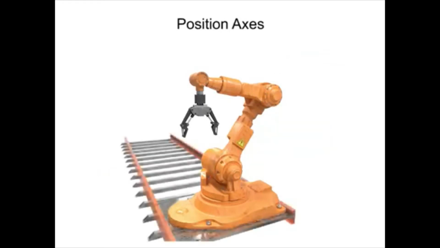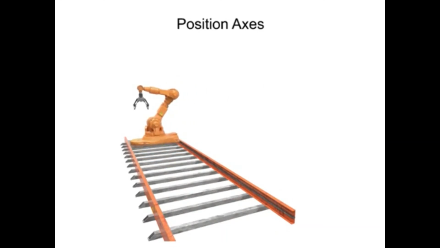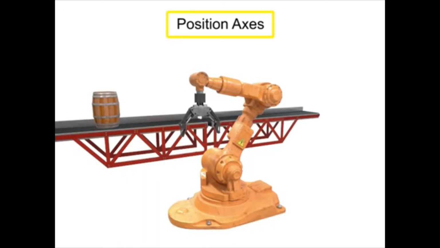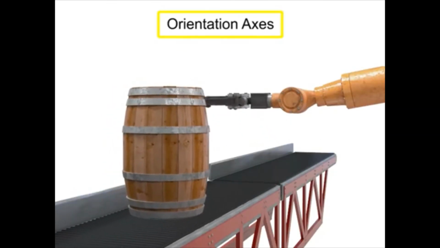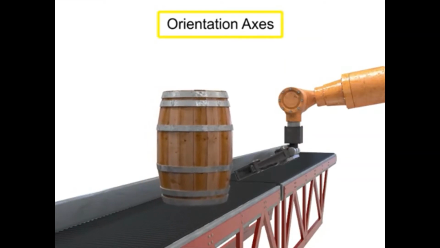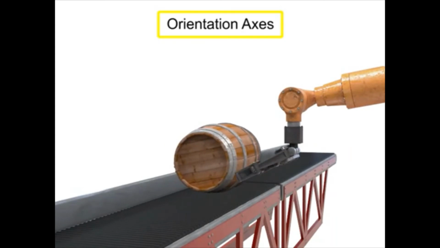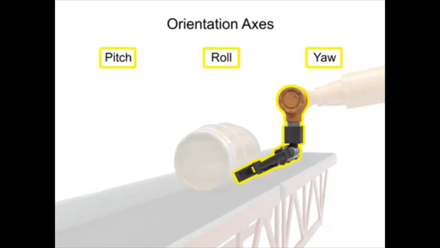If the robot were to slide along a track, it would have a 4th position axis of linear movement and another degree of freedom. While the position axes locate the tool in the work area, the orientation axes help orient the tool in relation to the workpiece. The types of movement along orientation axes are defined as pitch, roll, and yaw. These movements all occur from the same joint, the wrist, but along 3 distinct axes.